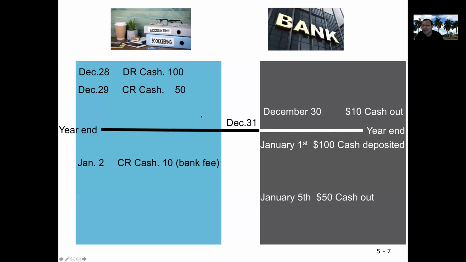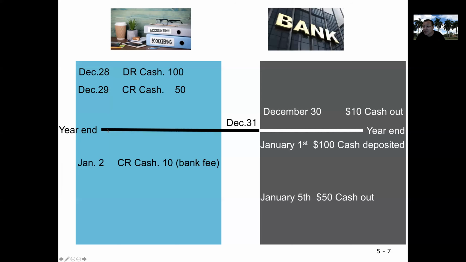The bookkeeper didn't know that this amount of interest had been charged by the bank until January 2nd, when the bookkeeper returned to work. She checked the bank statement and realized there is a bank fee charge of $10. So the bookkeeper will credit cash for $10. So from the bank's perspective, there is a cash balance decrease of $10 on December 31st, and this decrease was not picked up until after year end, on January 2nd. Again, you see the timing difference? It can happen either way, from both sides. So now, at the year end, according to this book, what is your cash balance?